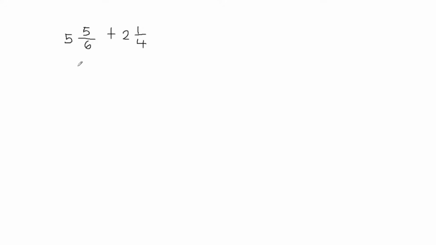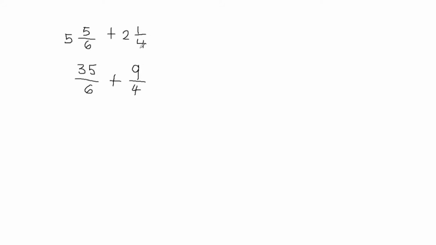So my numerator is going to be 35 over 6. The numerator is 35, and the denominator will still remain the same. We're not going to change the denominator. Then we're going to put the plus sign in between. Again, we're going to convert this mixed fraction into an improper fraction. So we're going to multiply 2 and 4. 2 times 4 gives 8. And then 8 plus 1 gives me 9. So my numerator is going to be 9, and my denominator will not change. So my denominator is going to be 4.